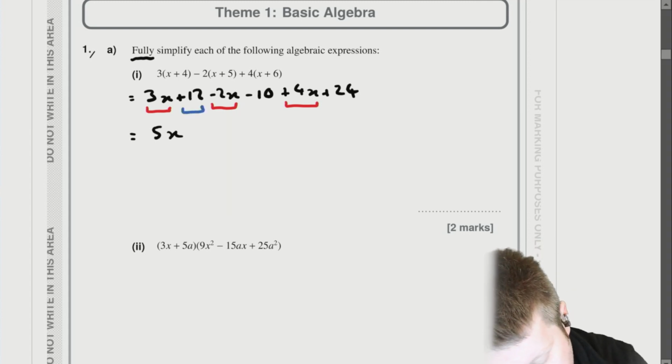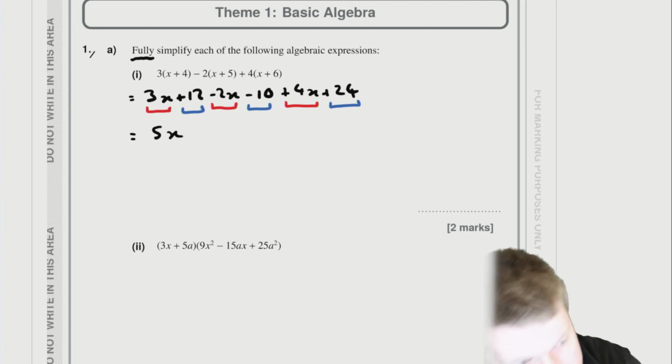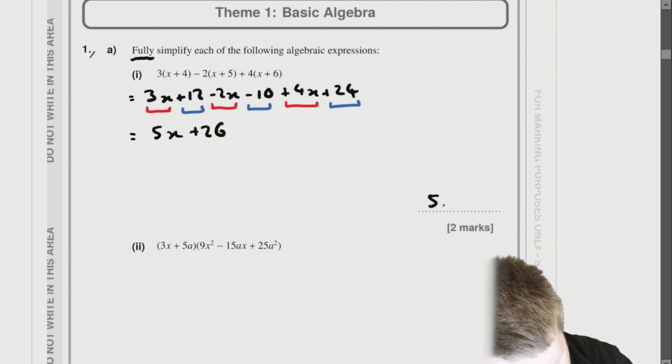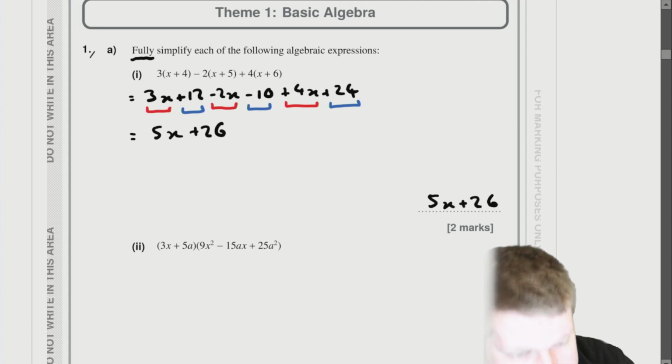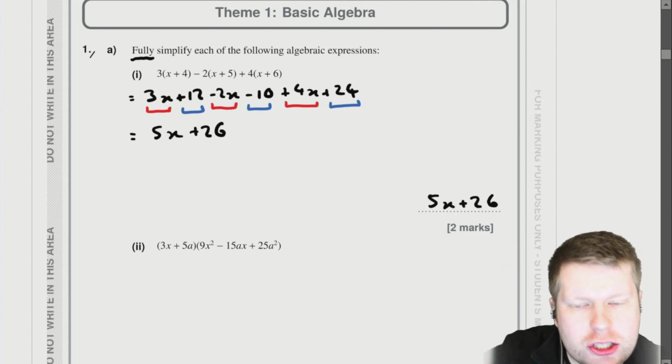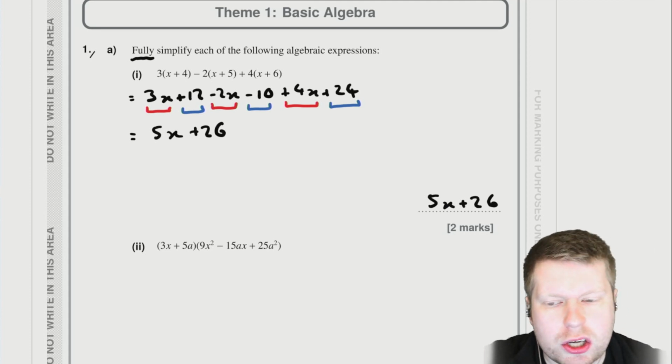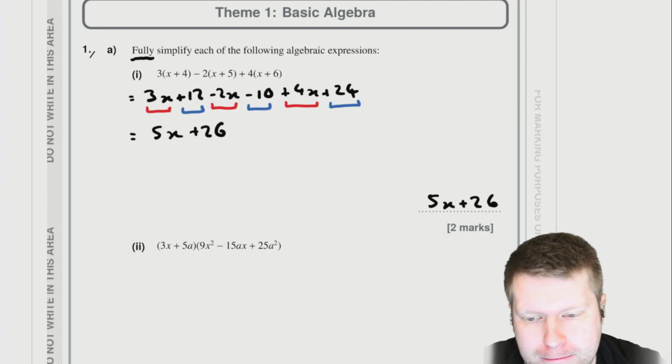And then if you have a look at the numbers, we've got a positive 12, a negative 10, and a positive 24. Again, if you add all those together, you should get a positive 26. So the final answer there should be 5x plus 26. Hopefully a nice and easy 2-mark question if you just expand and then collect together the like terms. And I think a large number of people actually managed to achieve that.